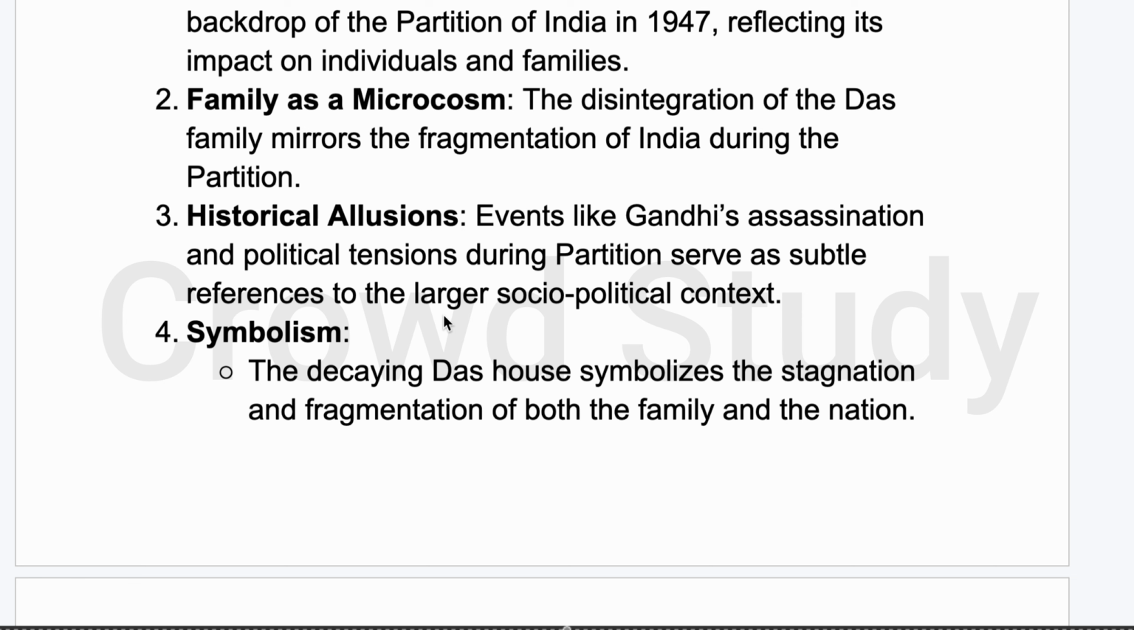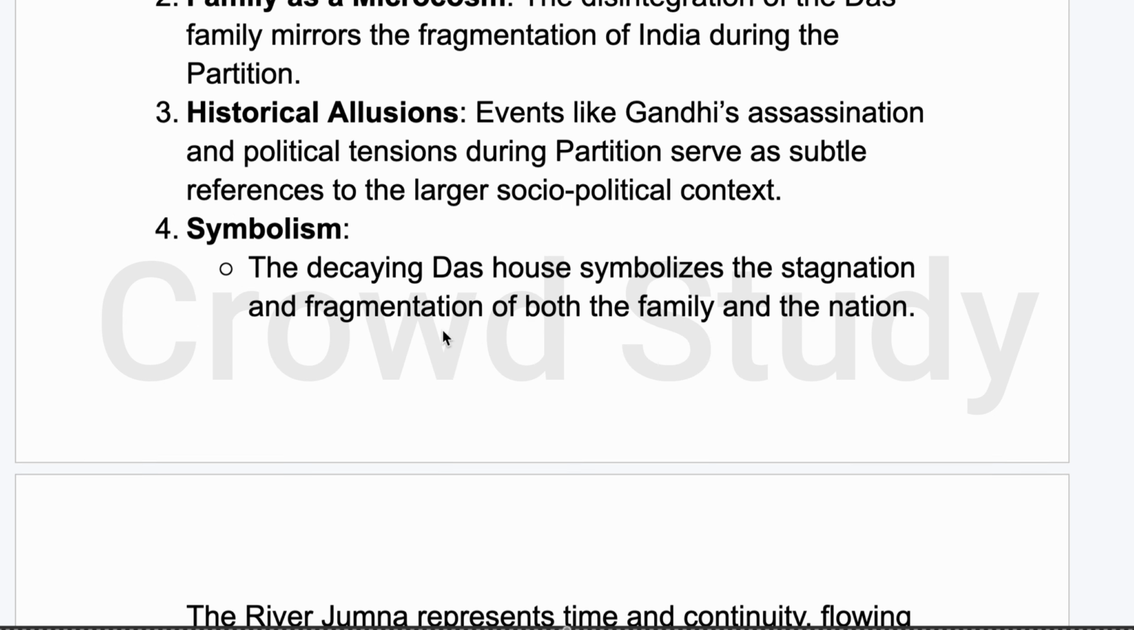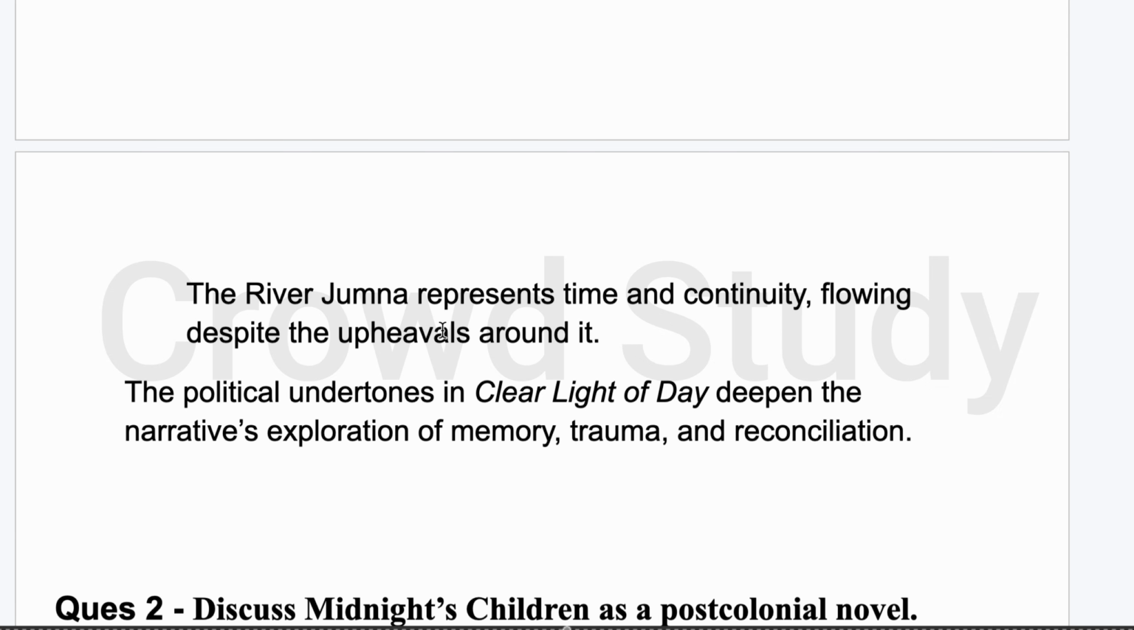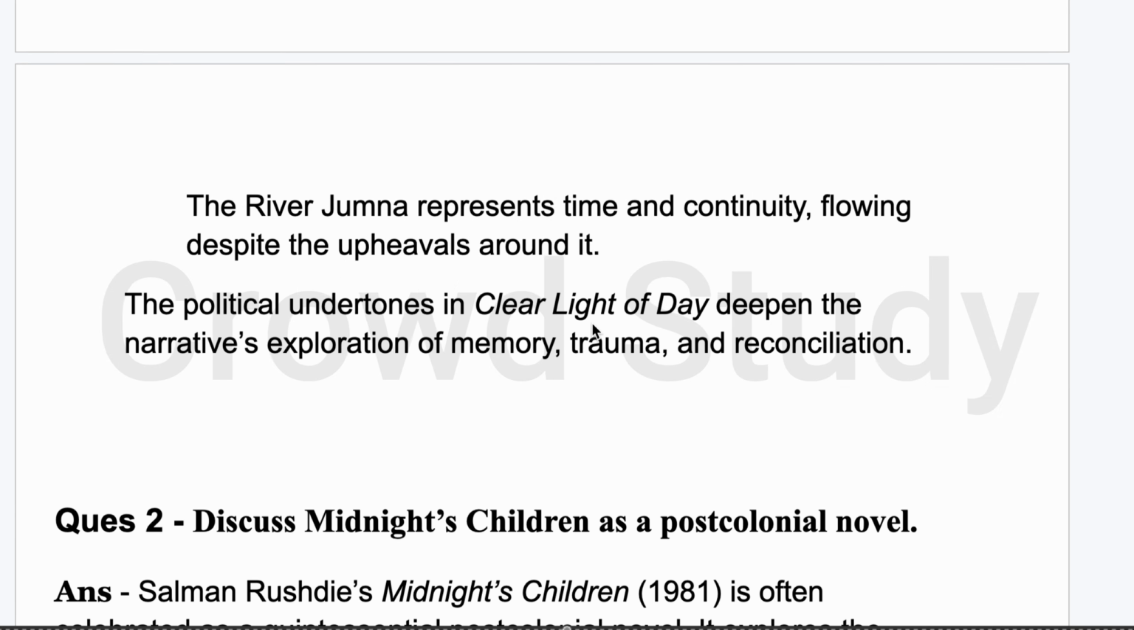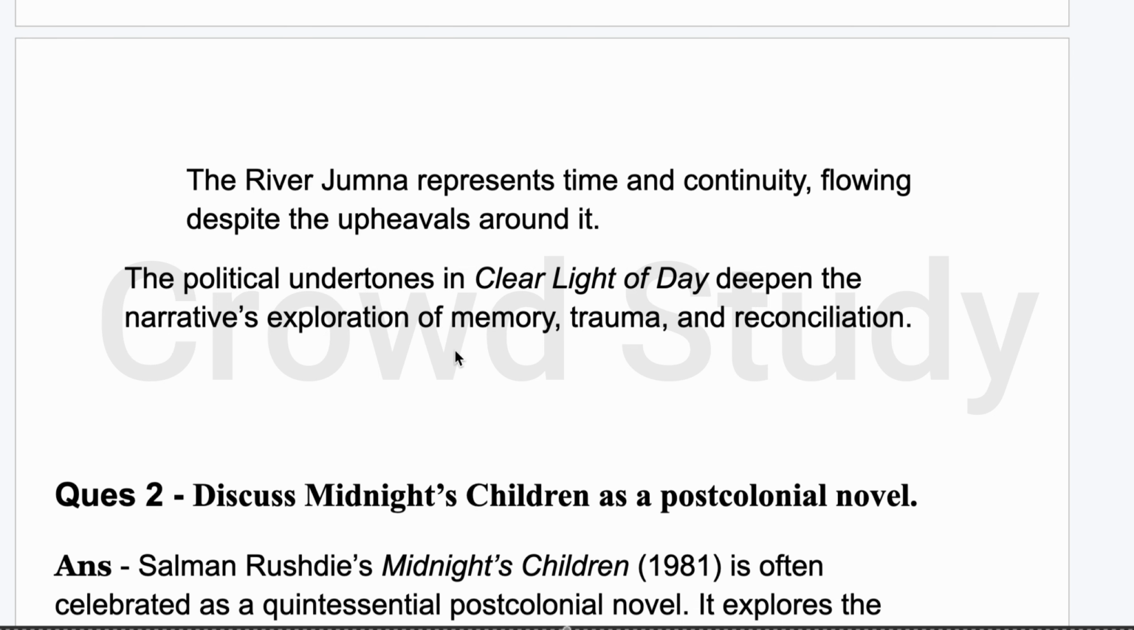Number 4. Symbolism. Desai's Das house symbolizes the stagnation and fragmentation of both the family and the nation. The river Jamuna represents time and continuity, flowing despite the upheavals around it. The political undertones in Clear Light of Day deepen the narrative's exploration of memory, trauma, and decolonization.